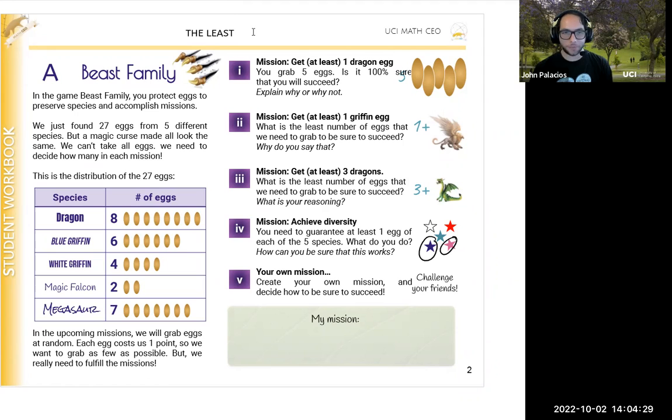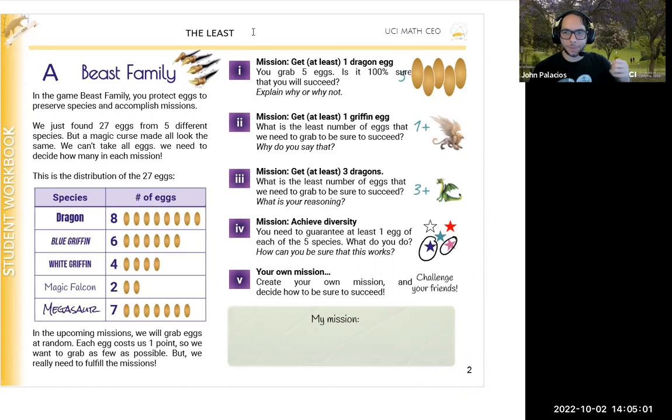Then if we grab 5 eggs, we ask, is it 100% sure that we will succeed in grabbing at least 1 dragon egg? So is it probability 1 that if we grab 5 eggs, 1 of them will be a dragon egg? For some of your students, you might not want to say probability 1. You might want to say, are you 100% sure that if you grab 5 eggs, at least 1 of them will be a dragon egg?